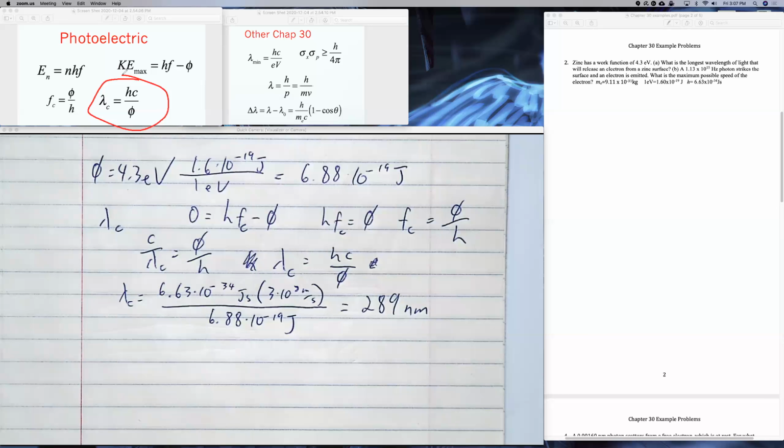Anything with a short, what is the longest? Anything with a longer wavelength, which would be anything in the visible range, won't emit any electrons because of the work function of zinc. If you want to emit stuff, it's going to have to be beneath that wavelength.